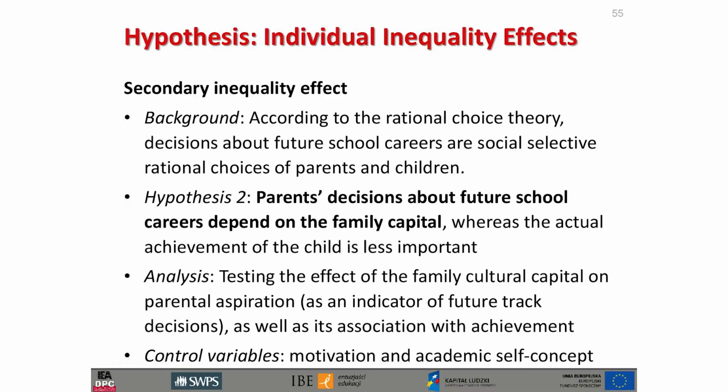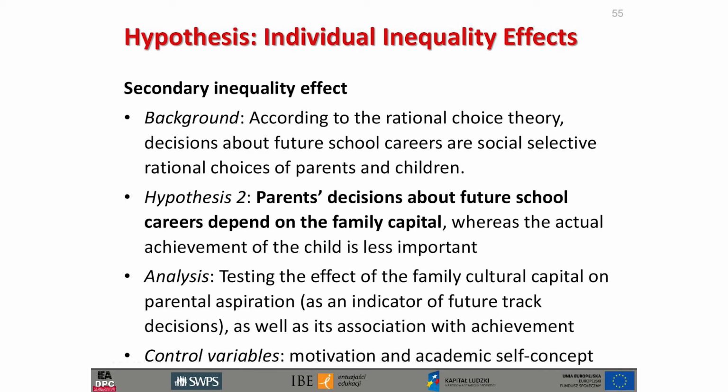The secondary inequality effect, the background, is that according to the rational choice theory, decisions about future school careers are social selective, rational choices of parents and children. The hypothesis is that parents' decisions about the future school tracks, school careers, depend on the family capital, whereas the actual achievement of the children is less important.